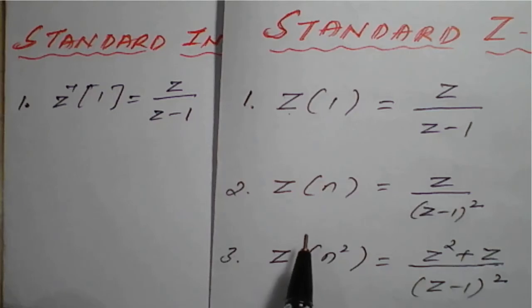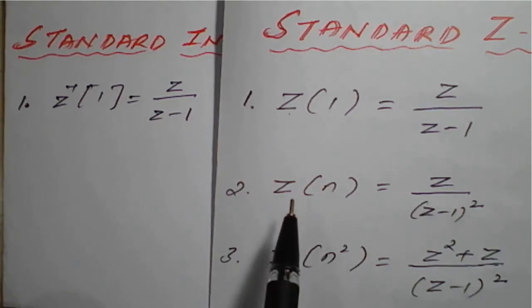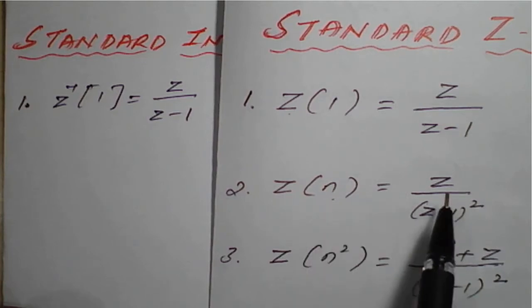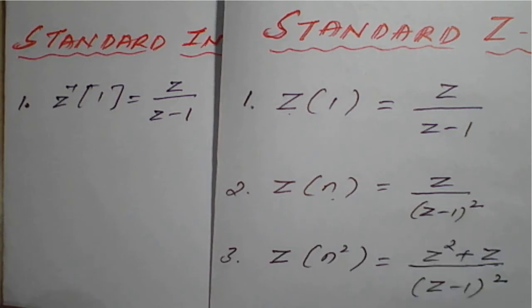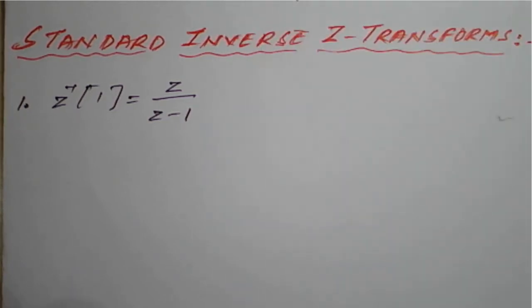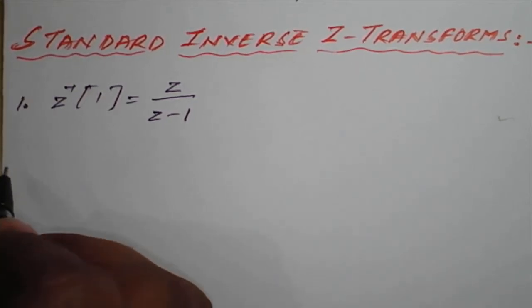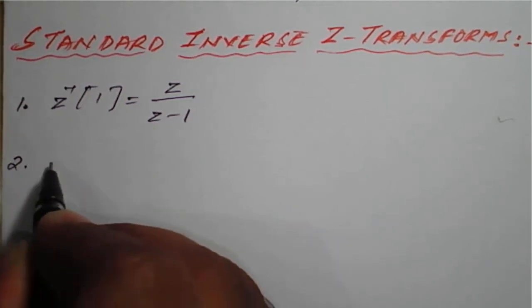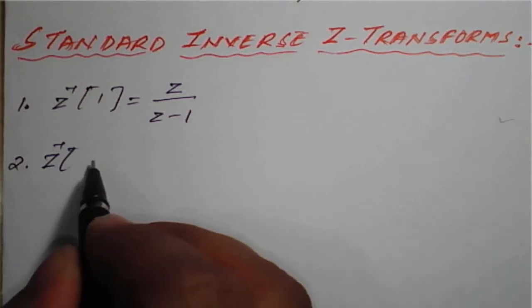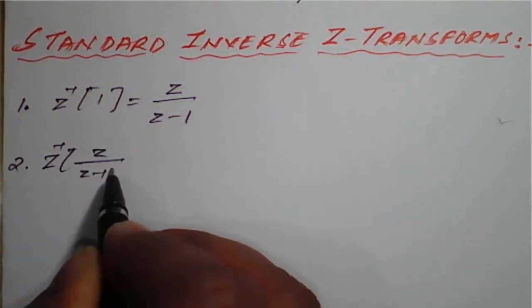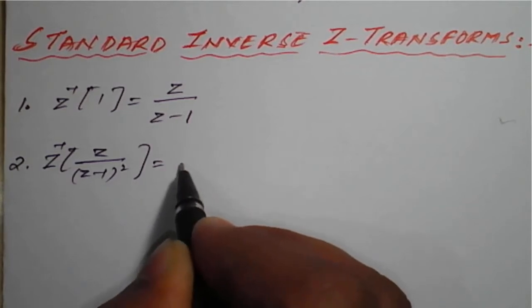Similarly, we will go for the Z transform of n. It is Z divided by Z minus 1 whole square. Shift this Z to the right hand side. So Z inverse of Z upon Z minus 1 whole square will become n. Therefore, second one: Z inverse of Z divided by Z minus 1 whole square will be n.